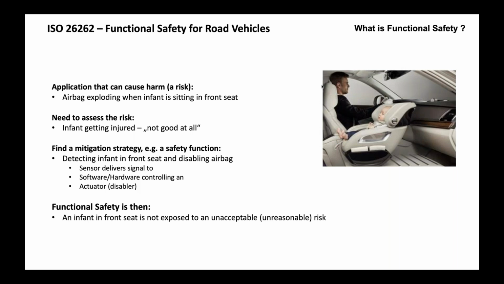And for this, we need to implement a special flow of logic in our system. So the car shall have a sensor. The sensor will deliver a signal to the software and hardware controlling a special device, which is an actuator or disabler of the airbag. So this process will be the functional safety process, and the result is that an infant in the front seat is not exposed to an unacceptable, unreasonable risk.